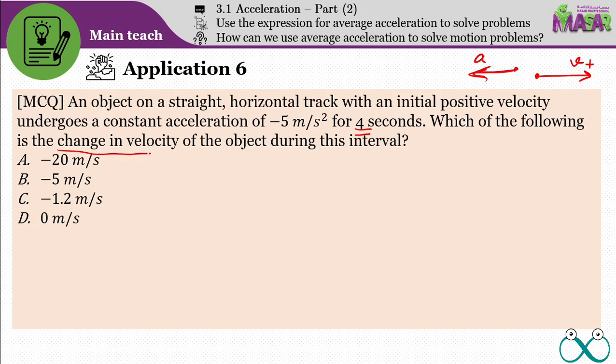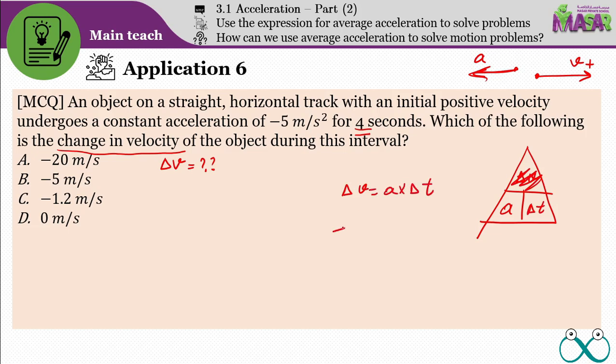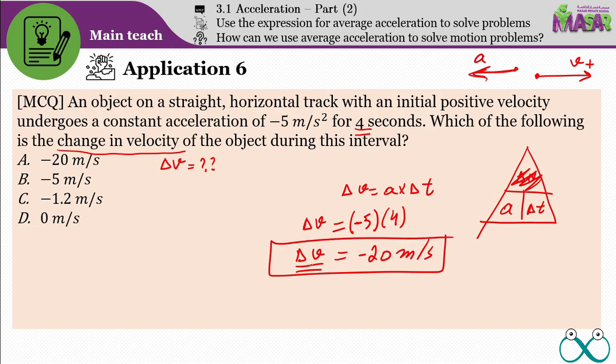Now, they want us to choose among these choices A, B, C, D in order to find the change in velocity. And what do I mean by change in velocity? They want us to find the delta V. In order to find the delta V, we can use the relationship among A, delta V, and delta T. Delta V is equal to A times delta T. Now, let's substitute the ingredients. A is given by -5, delta T is given by 4. Finally, the answer is -20. Since this is delta V, the answer should be expressed in meter per second. This is why I will choose A.